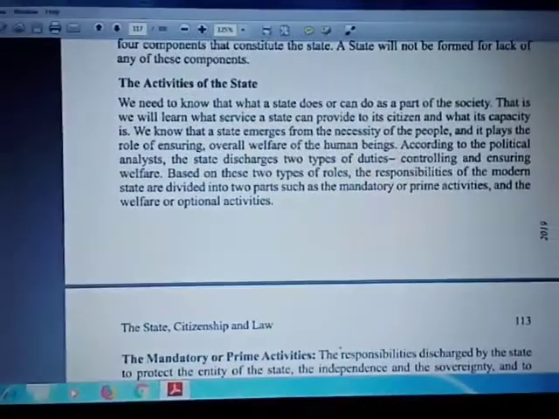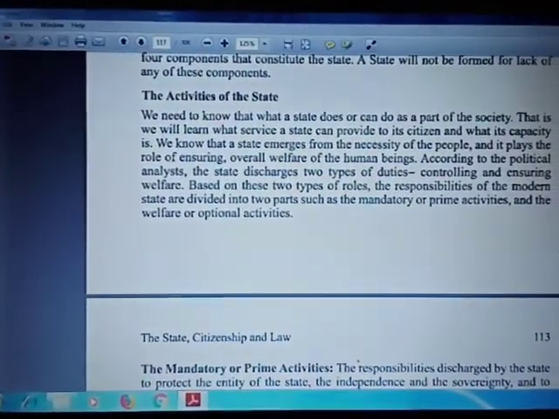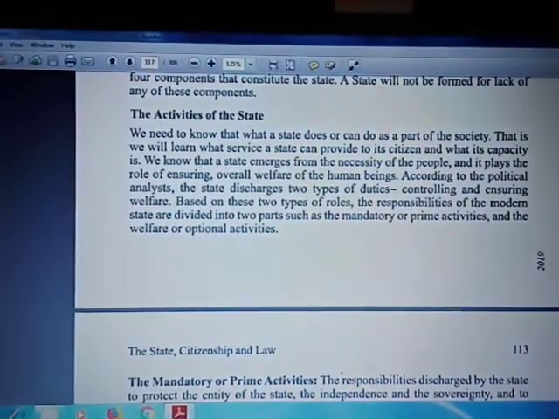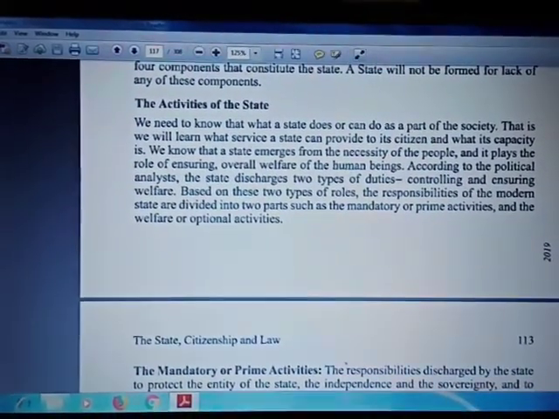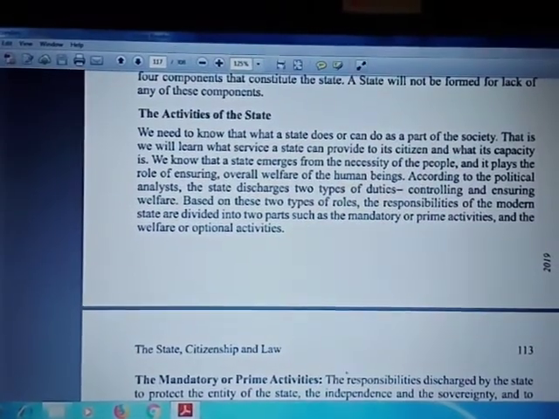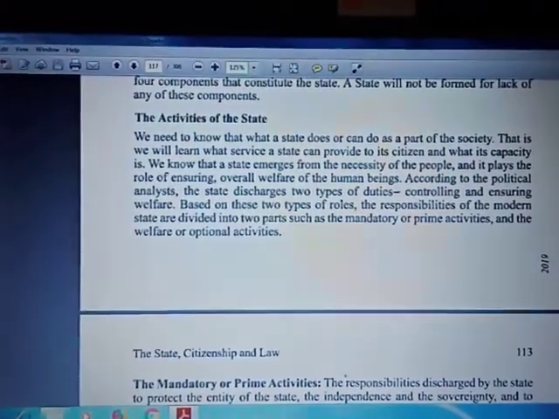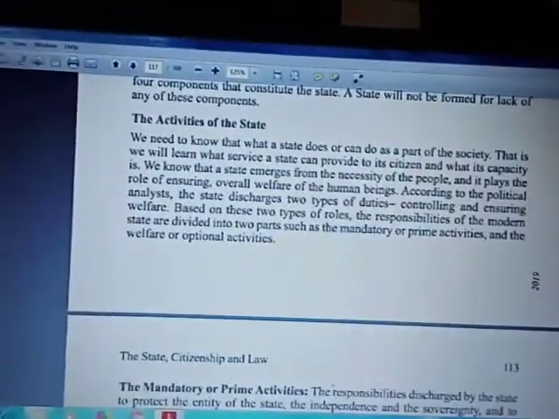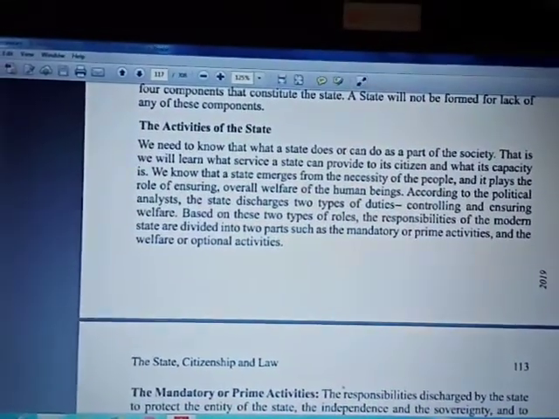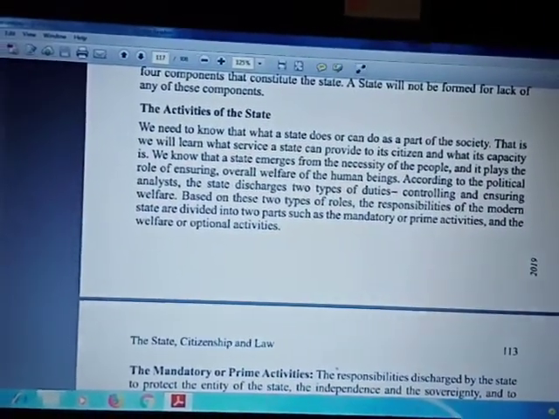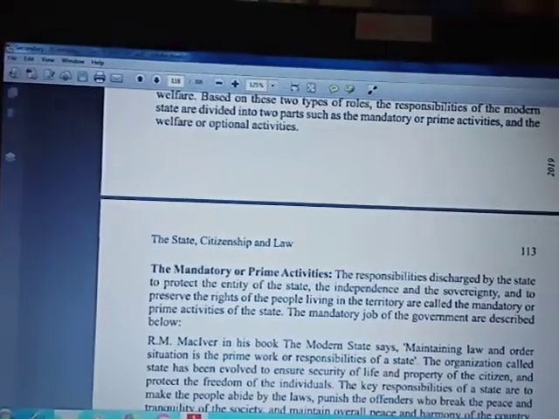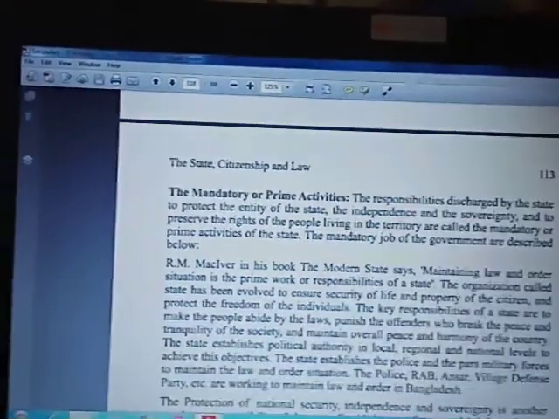We know that a state emerges from the necessity of the people and it plays the role of ensuring overall welfare of human beings. According to political analysts, the state discharges two types of duties: controlling and ensuring welfare. Based on these two types of role, the responsibilities of the modern state are divided into two parts, such as mandatory or prime activities and the welfare or optional activities.